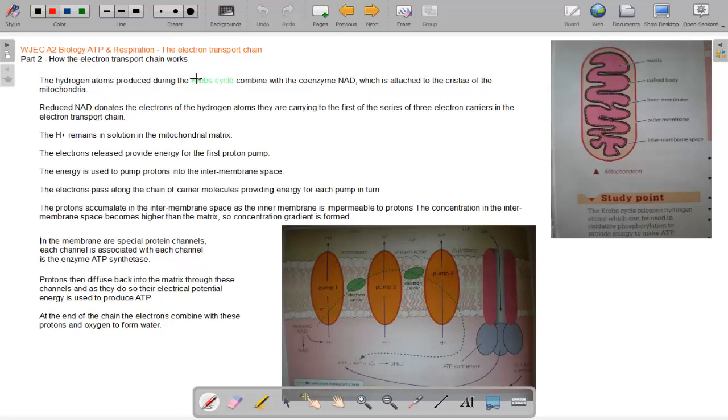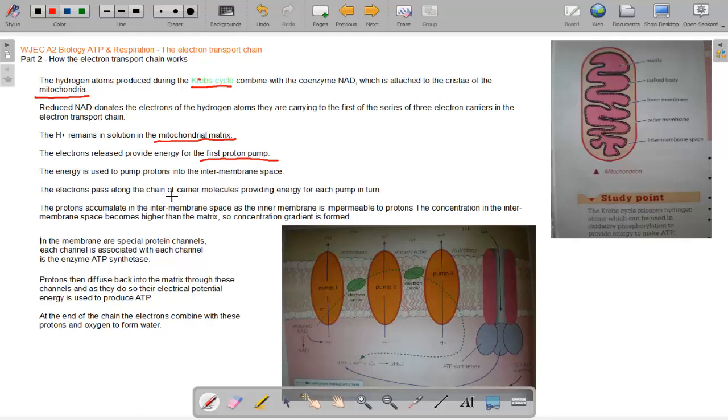The hydrogen atoms produced in the Krebs cycle, which we talked about last tutorial, are carried by the coenzyme NAD, which is attached to the cristae of the mitochondria. So the crista would be about here somewhere on the black parts. The reduced NAD donates the electrons of the hydrogen atoms they are carrying to the first of the series of 3 electron carriers in the electron transport chain. Their hydrogen ions remain in solution in the mitochondrial matrix. The electrons released provide energy for the first proton pump. The energy is then used to pump protons into the intermembrane space, which is this part here, the peachy part.